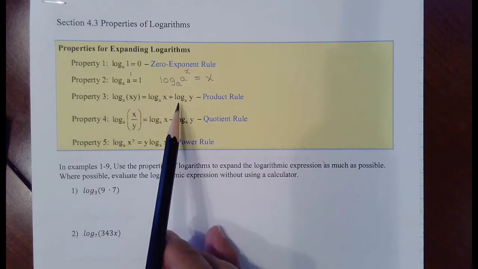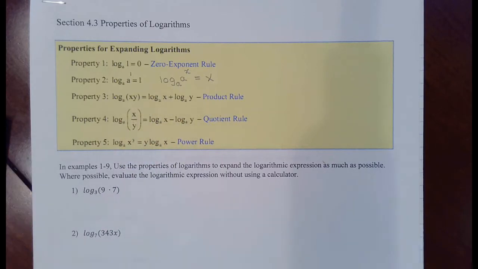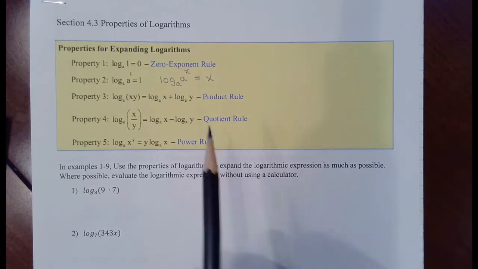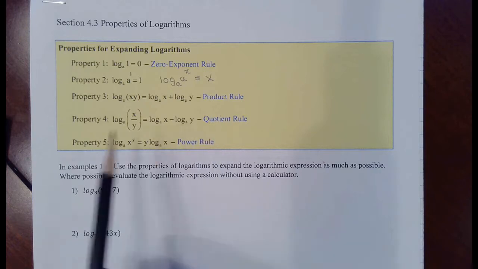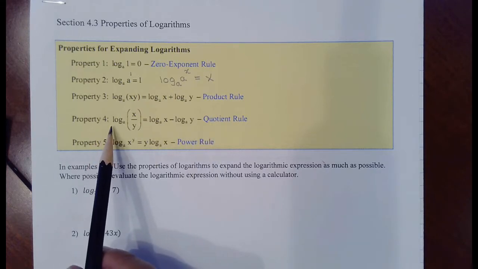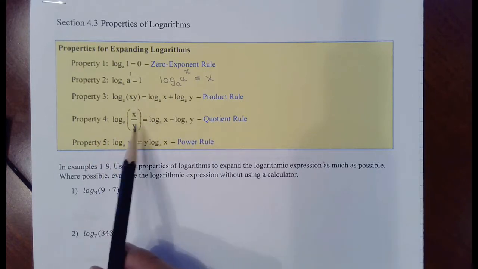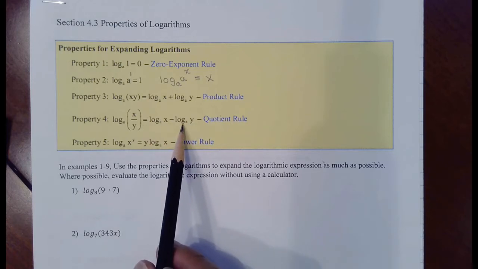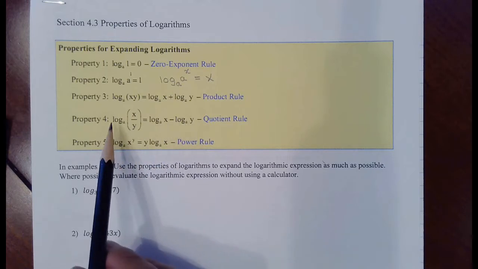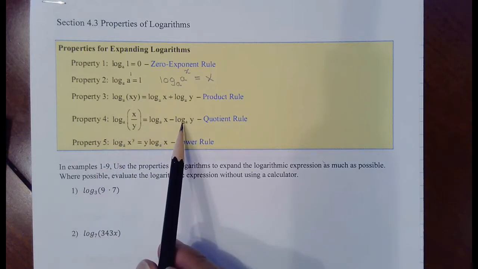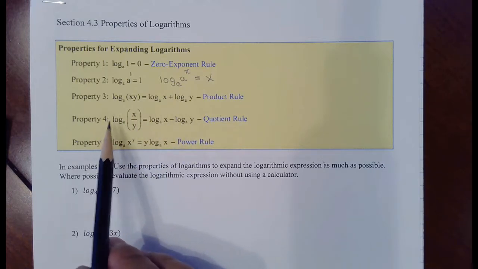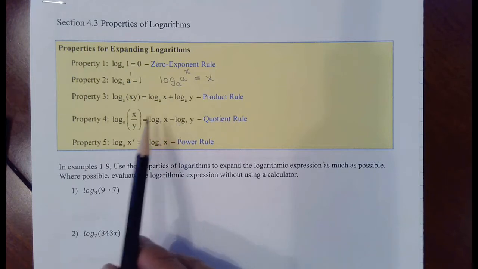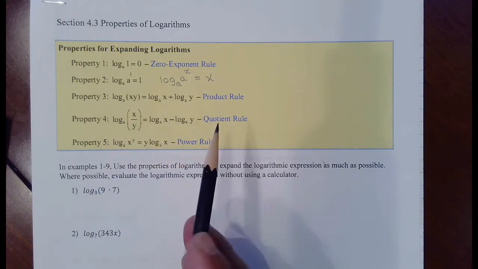A product becomes a sum in its expanded form, and you can condense it back into the product if the directions indicate for you to do that. Likewise, we have the quotient rule, and the quotient rule says that if you're presented with the log of a quotient, you can expand it into a difference. This rule can also be used going back the other way, so that if you're presented with the difference, you can go back to the quotient. So you can use it to expand or to condense.